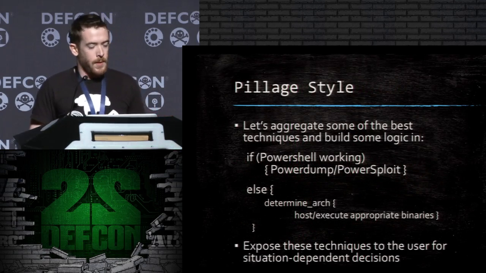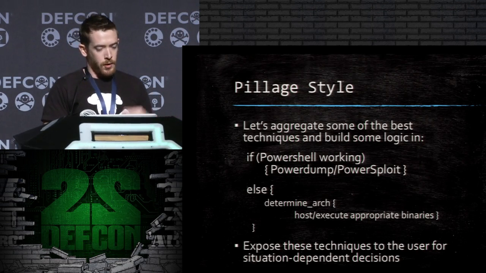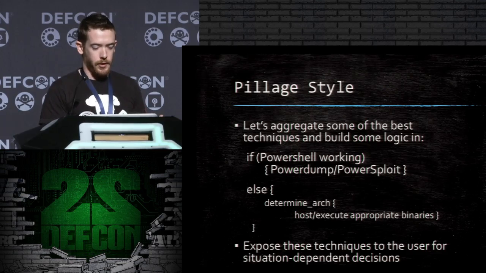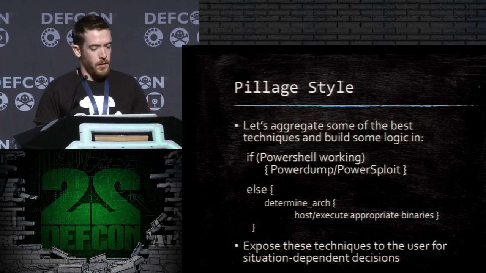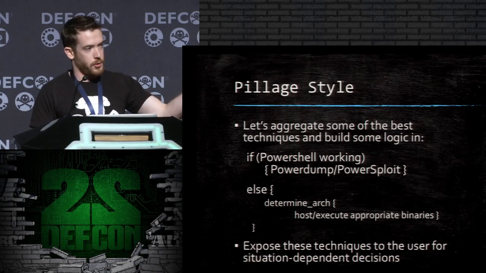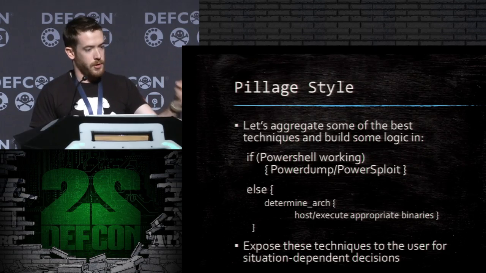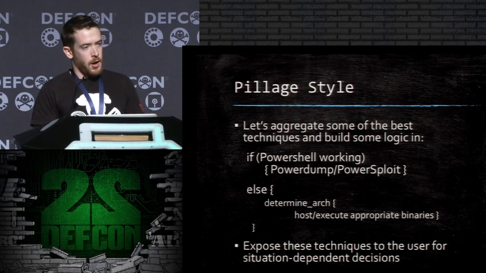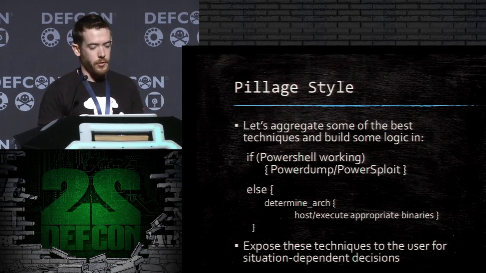So for Pillage, like I said, all these options are exposed as modules in case the user wants to force this for particular decisions. But there's also a module called AutoGrab, which tries to build a little bit of this logic in. So it'll check, is PowerShell working? Not even just if it's installed, it'll actually check, can you run PowerShell commands? If you can, I have a combination of PowerDump and PowerSploit. It's triggered with that little web downloader.